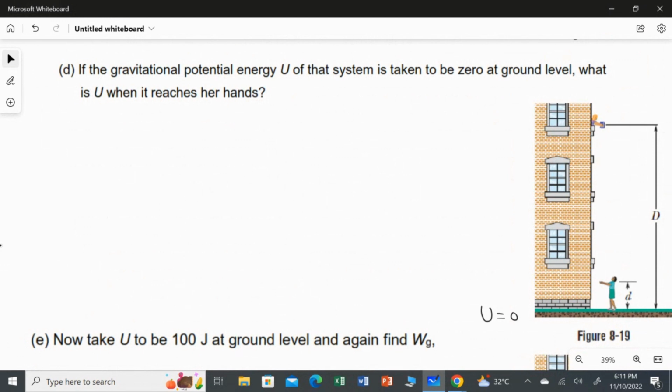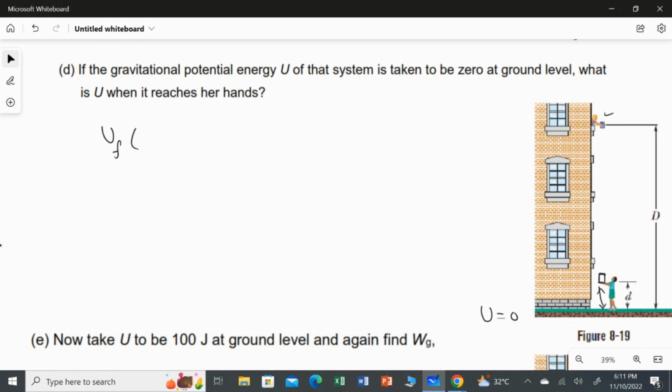What is the potential energy when it reaches her hand? That means after she dropped the book, the book reaches the person who is standing on the ground. So once the book reached her hand, what should be the potential energy? That means this distance is exactly small d. Am I right? Clear? So I have to write potential energy final.